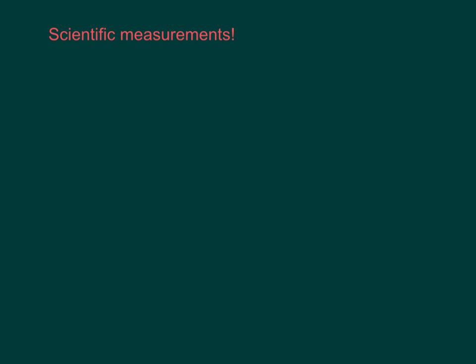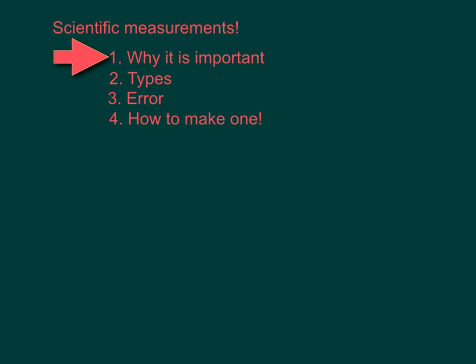In this tutorial, we're going to talk about scientific measurements. In this video, we are going to cover why it's important to make a scientific measurement, what are the types of measurements that can be made, what are the sources of error that will lead to mistakes in our measurements, and how do we actually then make a measurement.